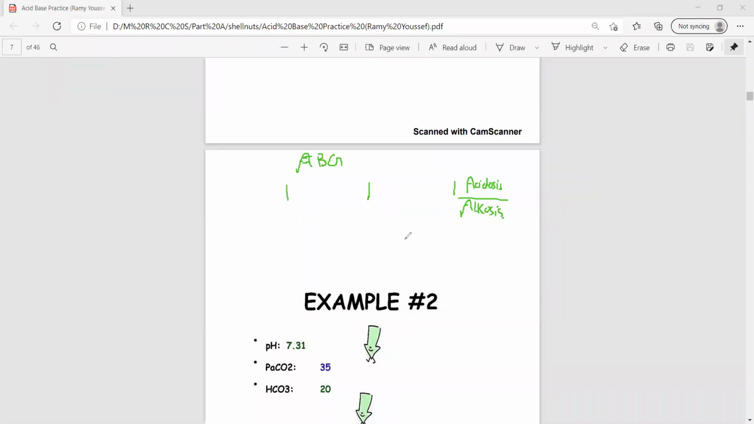The second one is metabolic or respiratory. Then it is compensated or uncompensated. And if it is compensated, it is fully or partially compensated.